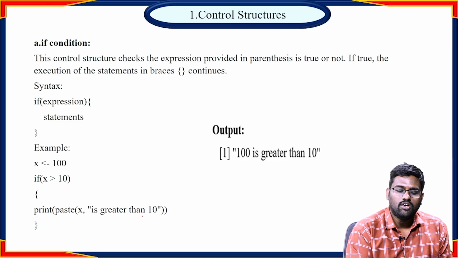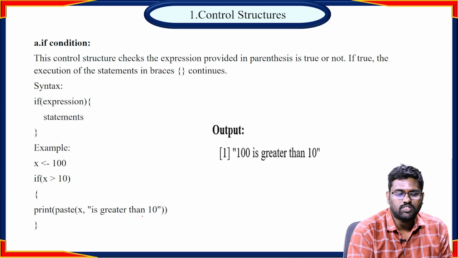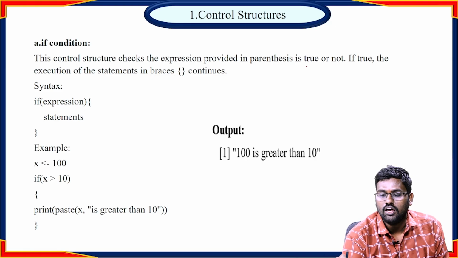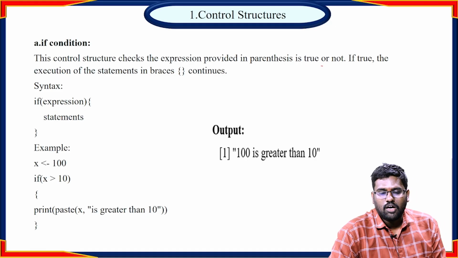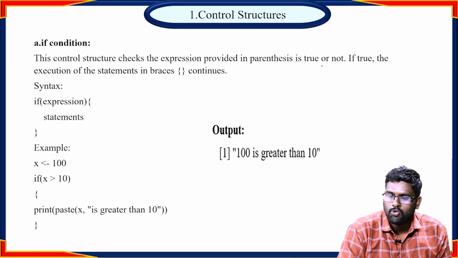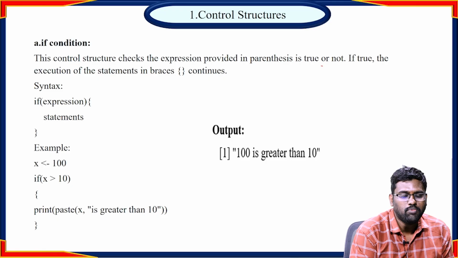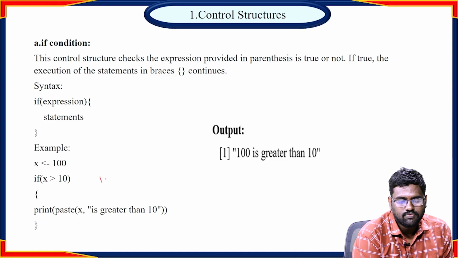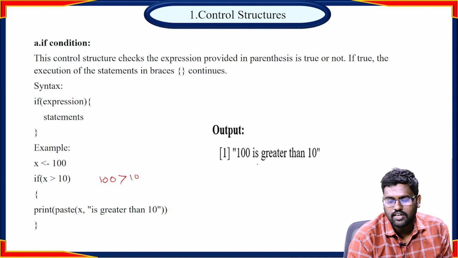Before going to this print statement, first, the if condition is used to check only the true condition. The main drawback of the if condition is that it checks only the success condition. It doesn't check the fail condition. For example, x <- 100. We are assigning the value 100 to x, and x is greater than 10. So 100 is greater than 10. This is true, so it prints 100 is greater than 10.